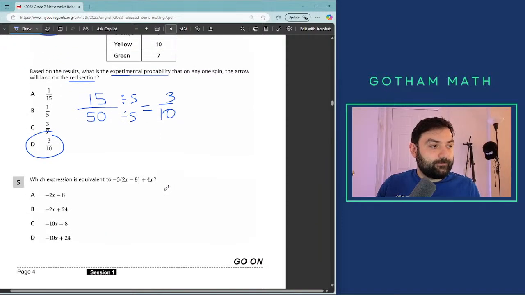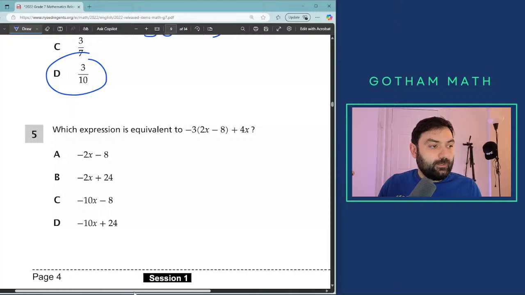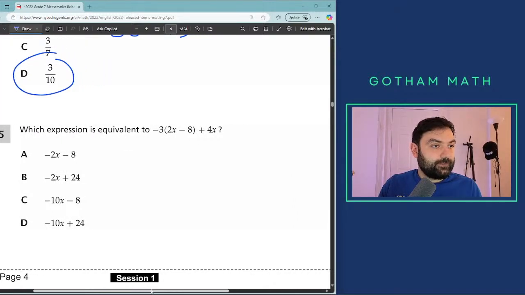We're moving on to question number 5. I'm going to zoom in on this question because this is an algebra question with some distributive property. So when we see parentheses and a number outside of the parentheses, your instinct should just go to the distributive property. So it's going to be like this.